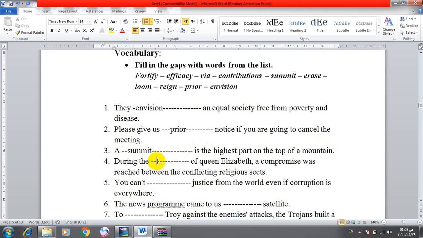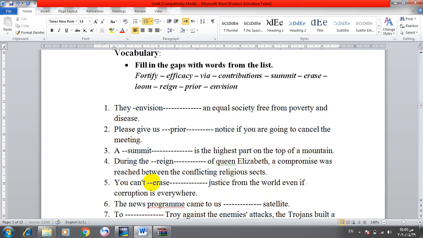نمرة أربعة, during the reign يعني فترة الحكم بتاعت الملكة إليزابيث, a compromise was reached between the conflicting religious sects. كان في تسوية سلمية بين الطوائف الدينية المتصارعة. You cannot erase justice from the world, even if corruption is everywhere. ما تقدرش إنك تمحو العدل من العالم حتى لو كان الفساد في كل مكان.